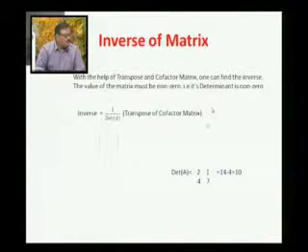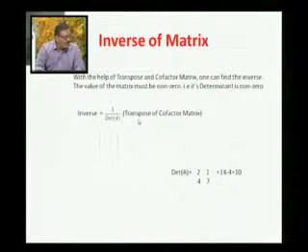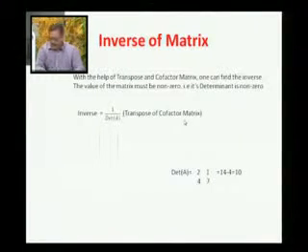Okay. So in short, the inverse of a matrix is equal to one upon the value of the matrix, that means 1 upon the determinant A into the transpose of the cofactor matrix. That is the inverse of a matrix.